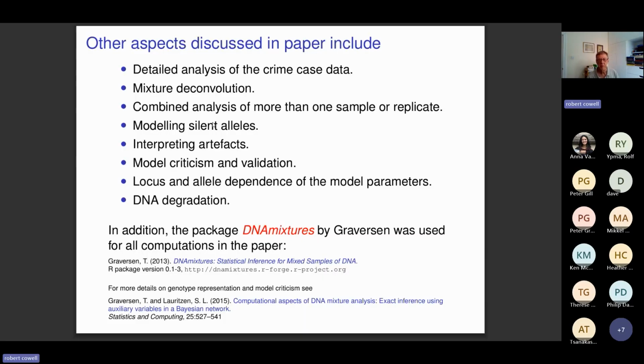Now, there are other aspects discussed in the paper, which include detailed analysis of the crime data, and mixture deconvolution, where if you have unknown people in the mixture, you want to infer what their genotypes are, given the peak height data. Also combining one or more samples or replicates into Bayesian networks, calculating silent alleles, and so on. Very many things, and I don't have time. I should mention that the DNA package by one of the co-authors was used in doing all the computations of the paper. This is open source, but does rely on the Hugin software. It can be downloaded from this link. And for even more explanations of the use of the Bayesian networks, see the second paper here.